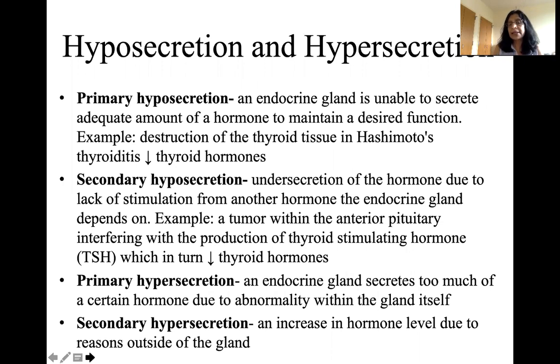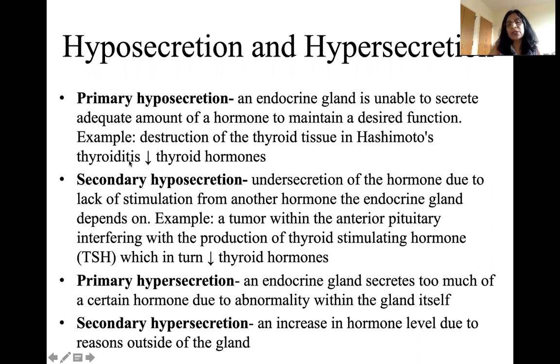In comparison with primary, you could think about secondary. Secondary is where you have yet another structure, another mechanism that's affecting the function of this endocrine gland. So it's not the gland itself, the gland is fine, but you're talking about another hormone that's needed in the release of hormone from this particular gland.